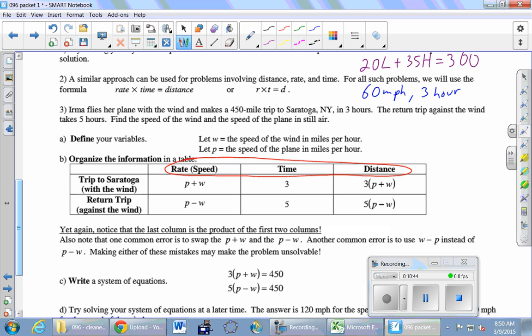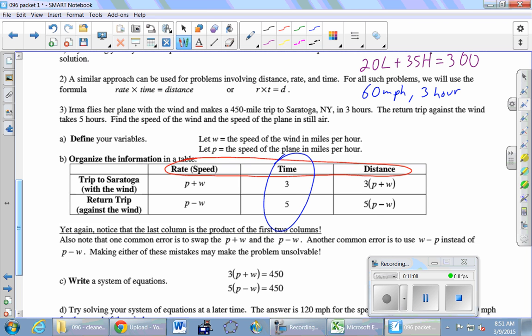We're going to multiply them because of that formula we just saw, rate times time equals distance, right? Okay, so let's look at the middle column first. That's the easiest one. It says the trip to Saratoga when we went with the wind took 3 hours, so that's the 3. And the return trip against the wind took 5. So we got 3 and 5, right?